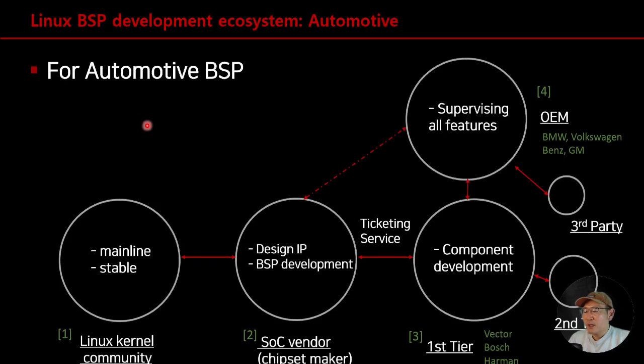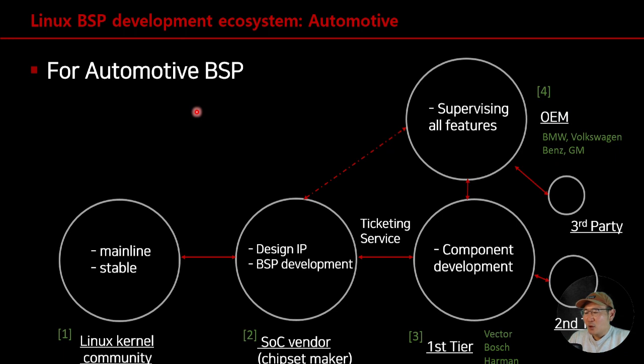In this video, I'm going to explain the ecosystem in Linux BSP development, especially for Automotive BSP. There are 4 players in the Automotive BSP ecosystem. The first player is the Linux kernel community, the second one is the SoC vendor, the third one is the first tier company, and the fourth one is the OEM. The OEM is a car company, which includes BMW, Volkswagen, Benz, and GM.